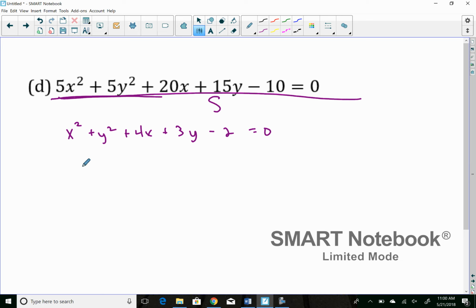So if I move my terms together, I have x squared plus 4x plus 4, because half of 4 is 2, and 2 squared is 4, plus y squared plus 3y. Now to do this one, I have to do half of 3, which is 1.5, and then do 1.5 squared, which is 2.25. Equals 2 plus 4 plus 2.25.